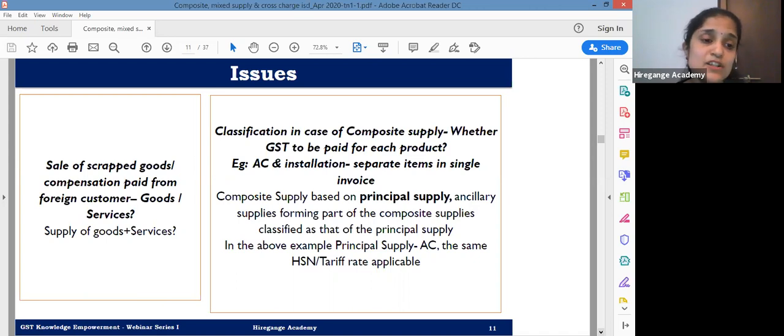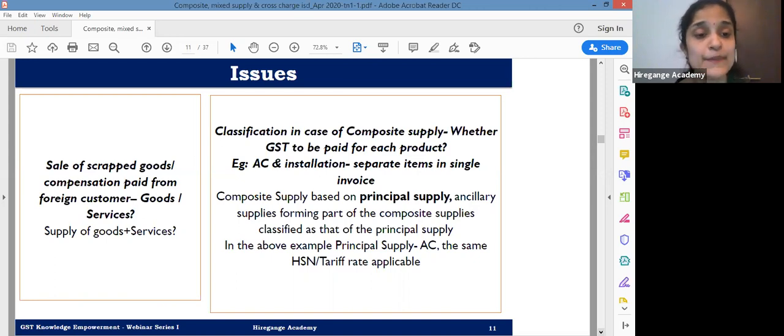But if you went closer and in depth in the transaction, the compensation was clearly being paid by the foreign customer, not for the goods. They were not taking over the goods. The goods were not being transferred to them. None of that was happening. Instead, they were only paying for having withdrawn from that particular obligation, or as a compensation for not fulfilling their part of the deal.